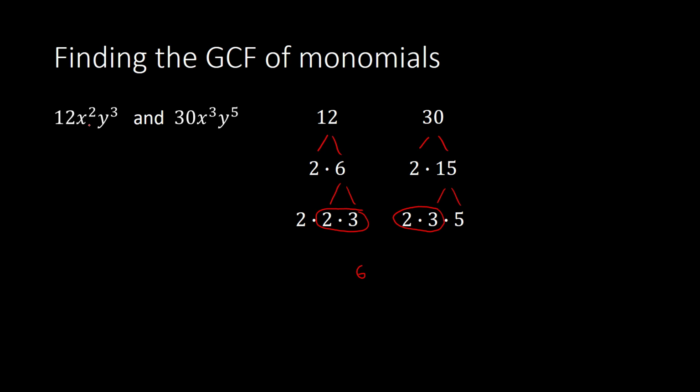But then we have to incorporate the variables as well. So we ask ourselves, what factors do the two sets of variables have in common? They both have an x squared in common. Looking at the x's, they both have an x squared in common. So we have x squared as part of my solution. And looking at the y's, they both have 3 y's in common. So they have y to the 3rd power in common. So the greatest common factor would be 6x squared y to the 3rd power.